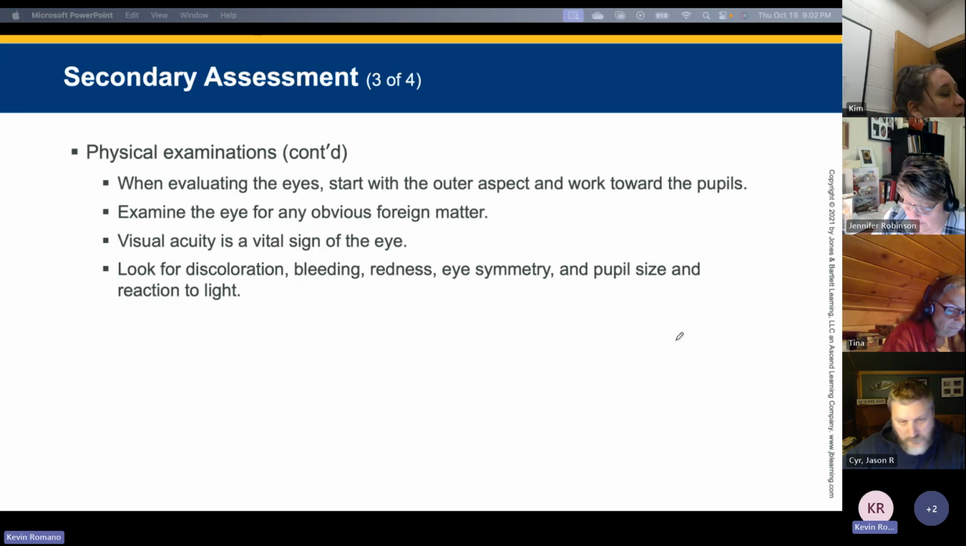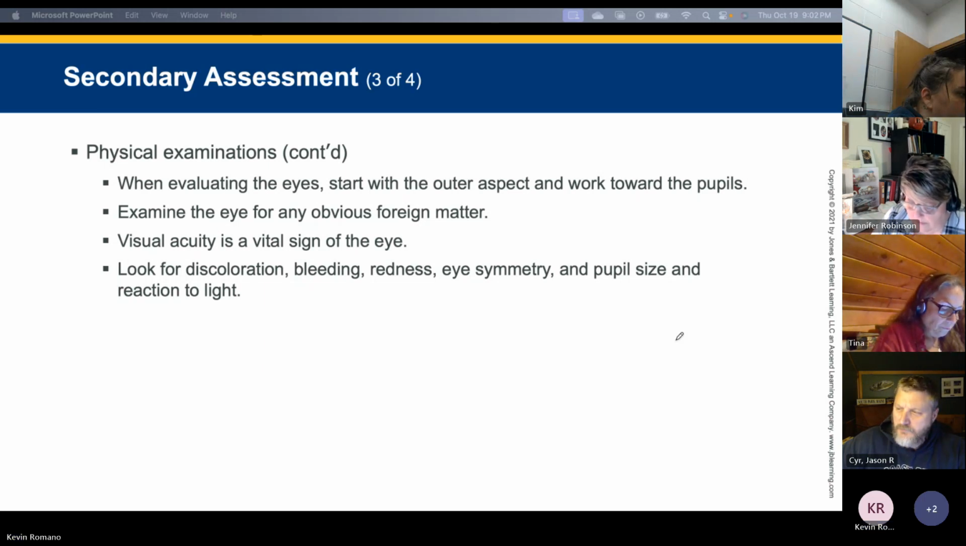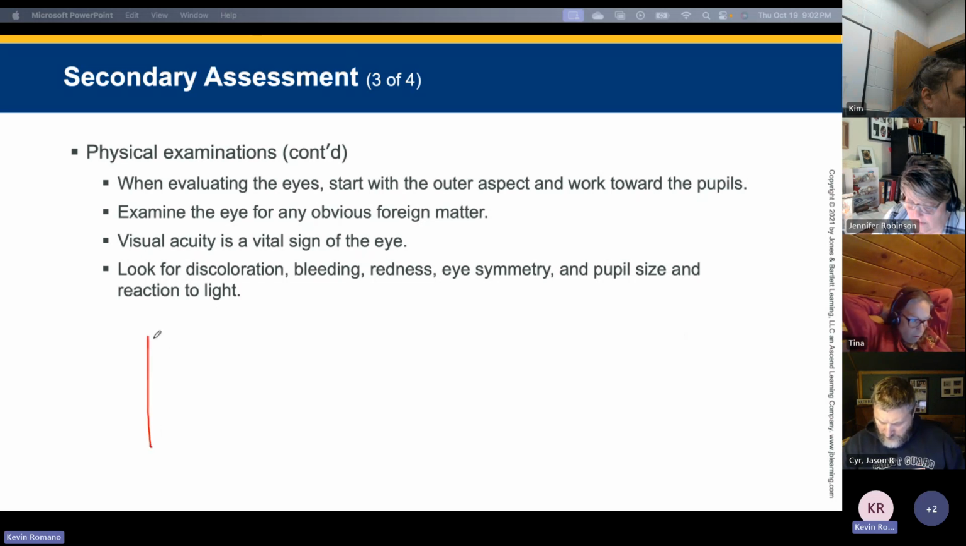When evaluating the eyes, start with the outer aspects and work toward the pupils. Visual acuity is considered the vital sign of the eye. All right. So we're looking for discoloration, bleeding, redness, eye symmetry, and pupil size and reaction to light. Right. Visual acuity is the vital sign. Remember that.